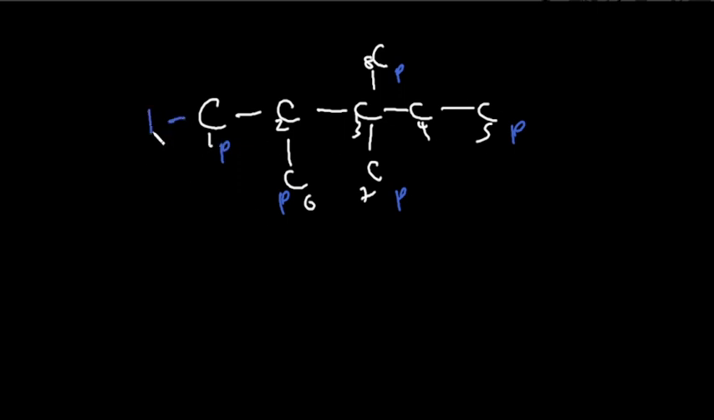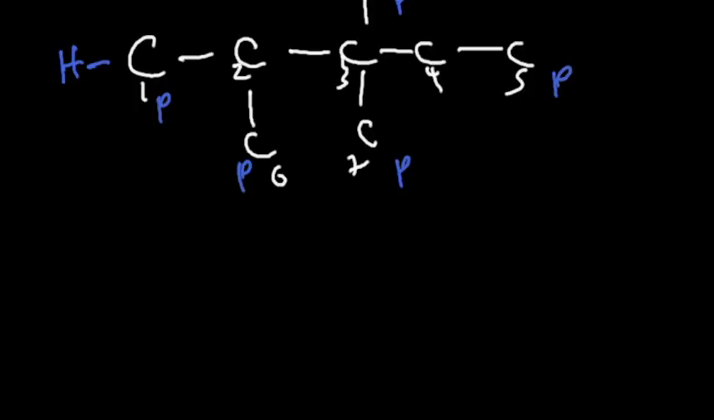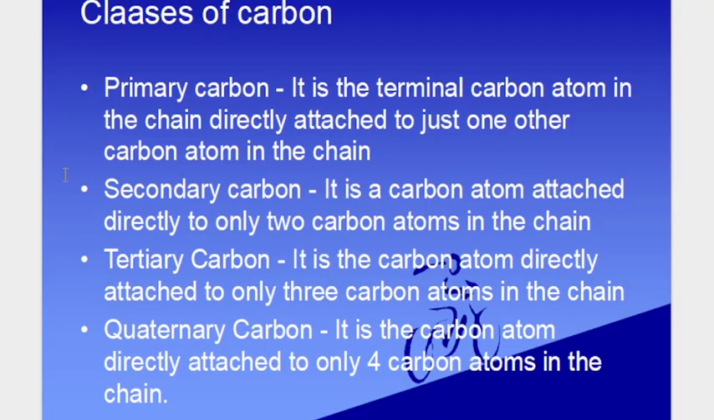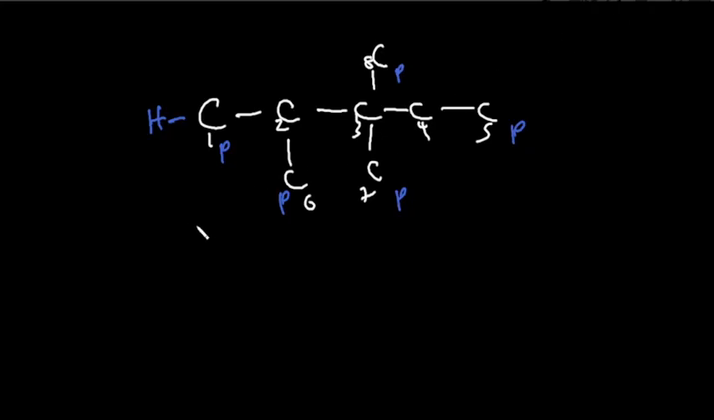Even if I attach another element here, this is not carbon. The last carbon in the chain is what is referred to as primary. And then the second thing about the primary carbon atom is that it is directly attached to only one carbon in the chain. If you now consider the other classes of carbon, your secondary carbon is a carbon atom attached directly to only 2 carbon atoms in the chain. So let's find which carbon atom is directly attached to only 2. This carbon is attached to 1, 2, 3. This one is attached to 1, 2. So this is going to be your secondary carbon. So have that in mind, that C4 is secondary carbon.